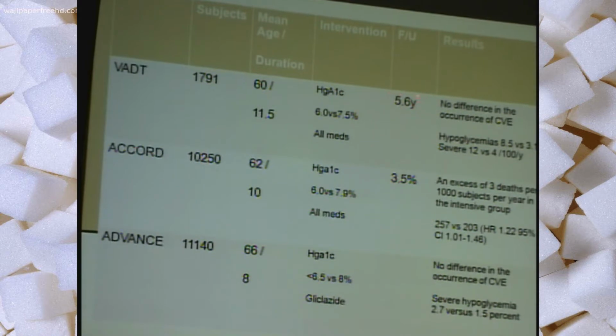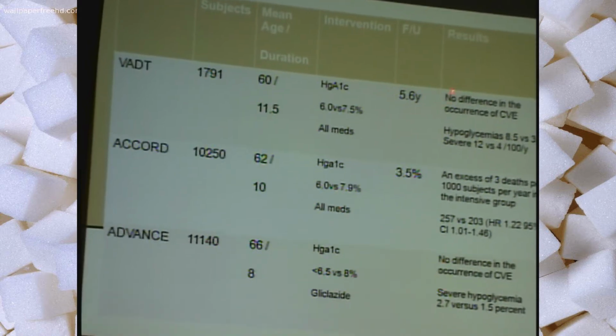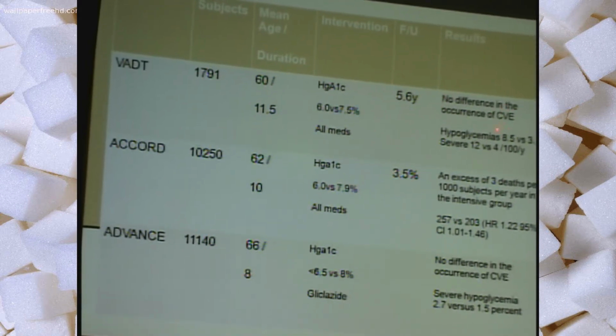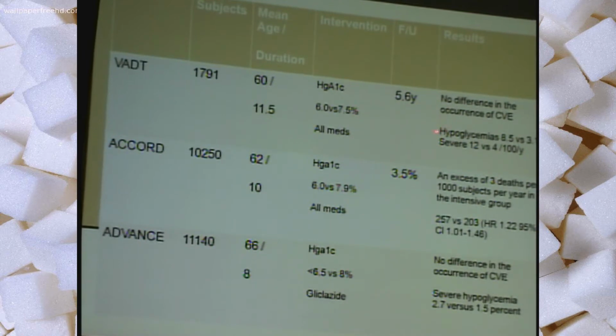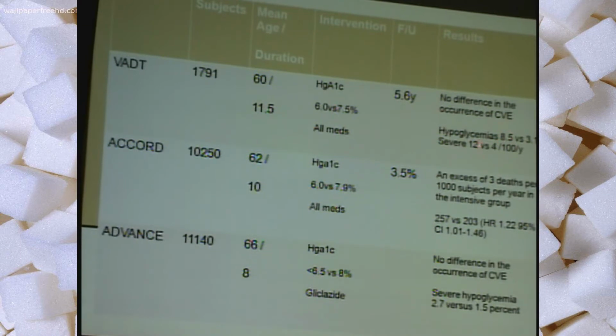They followed these patients for 5.6 years, and they found no difference in the occurrence of cardiovascular events at the end of the study. And they actually had to stop the study because patients in the intensive group were having a lot more hypoglycemias, 8.5%, compared with the conventional group that was only 3.1%.